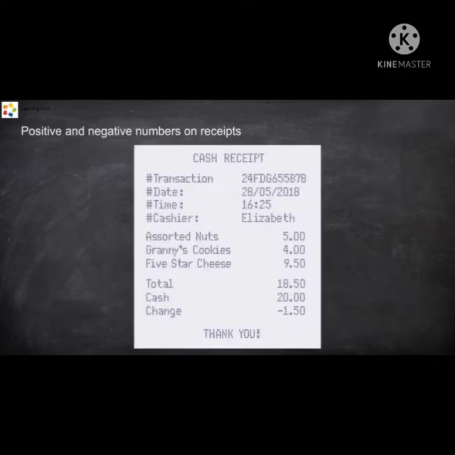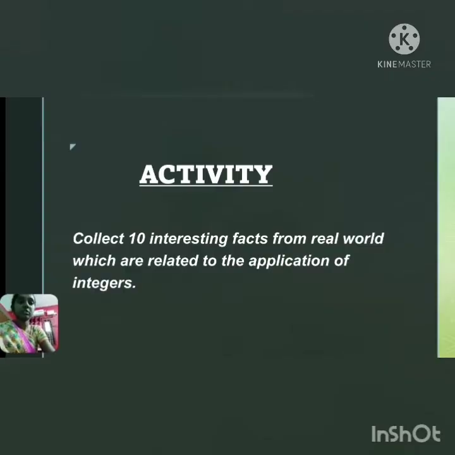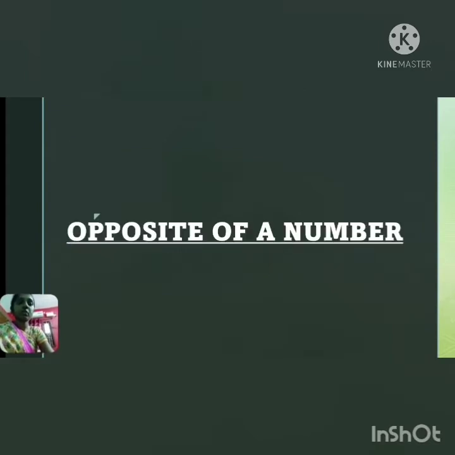The next example we are going to see is a cash receipt which we receive in a hotel. In this receipt, the cash that you give to the hotel is given as the positive integer and the change that they have to give back to you is given as the negative integer. This is another application of the number line having negative and positive integers. Now here is an activity for you. You have to collect 10 interesting facts from the real world which are related to the application of integers and make a note of them.